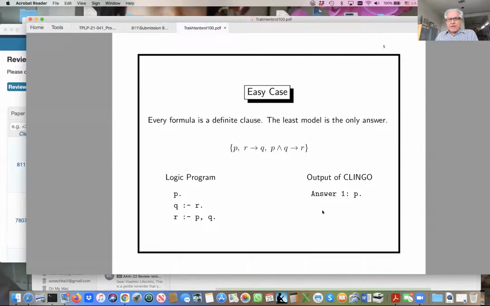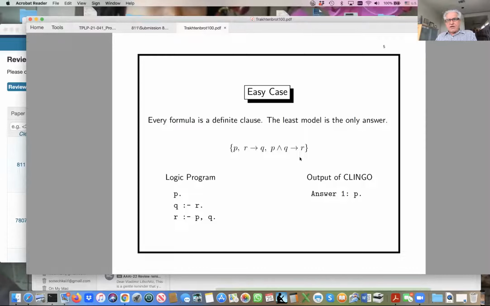And there is one case when the definition of a stable model is particularly simple. It's the case when the formulas that we deal with are definite clauses. In other words, when each of the formulas is an implication with an atom in the consequent, and a conjunction of atoms, possibly empty, in the antecedent, as in this example, for instance.